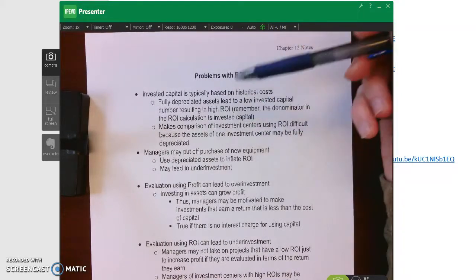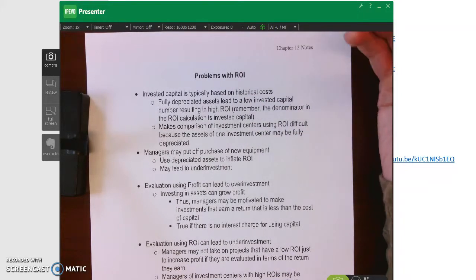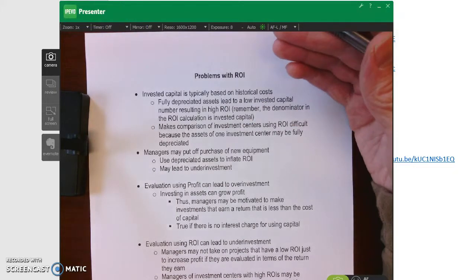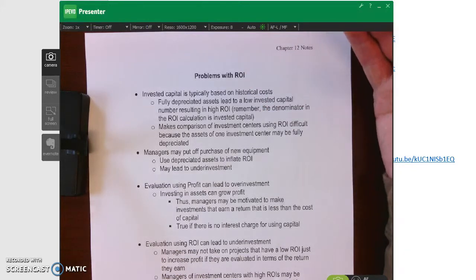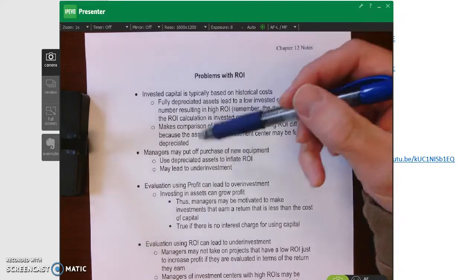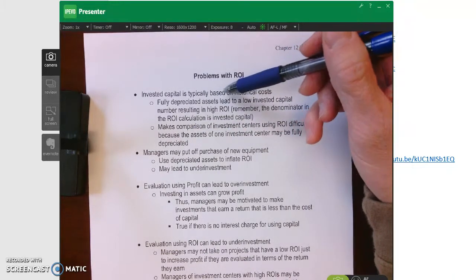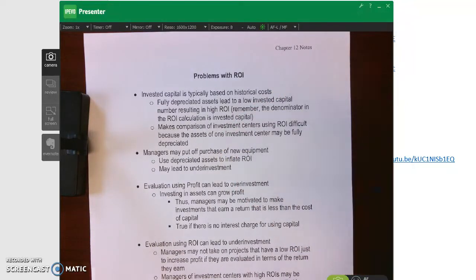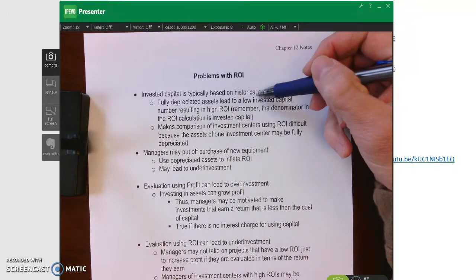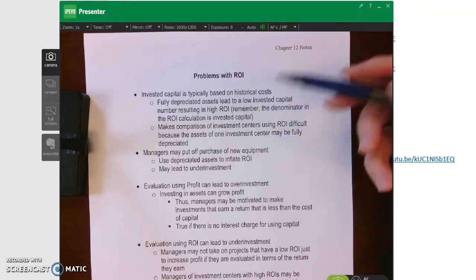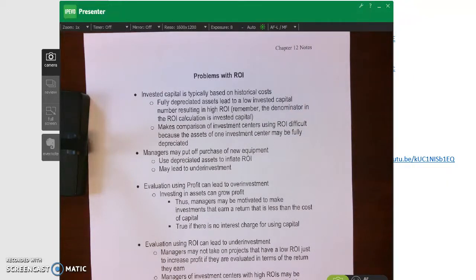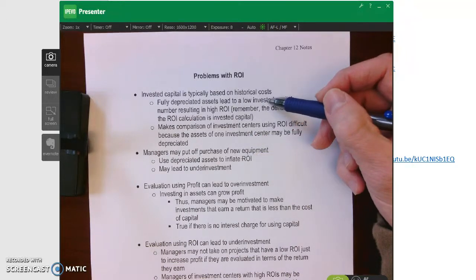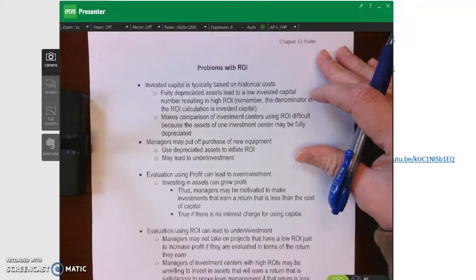So it can make the comparison of investment centers using ROI a little bit different because they could have assets that are at different stages in their useful life. Okay? And as a result, if you hold managers accountable for ROI, they may put off the purchase of new equipment because, if we're using the historical cost, the book value, they could say, well, I don't want to buy any new assets. And by doing that, I can decrease invested capital, which increases return on investment.